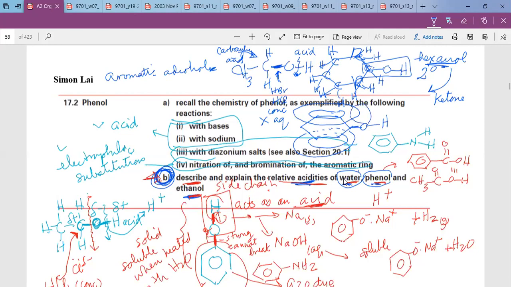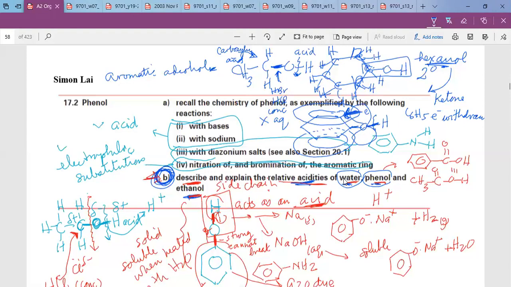Remember, the oxygen's lone pair overlaps with the ring here, so it will delocalize electrons right here and make the ring more reactive. But here the O-H bond will break, as the ring pulls electrons in, because the ring, the C6H5, is an electron withdrawing group. Therefore it will delocalize electrons, or make this bond weaker, so the O-H bond will break and this is more acidic.